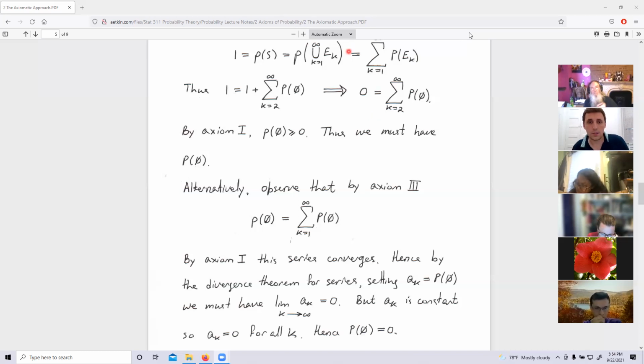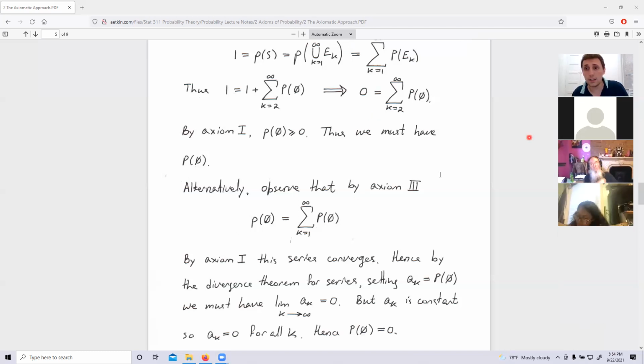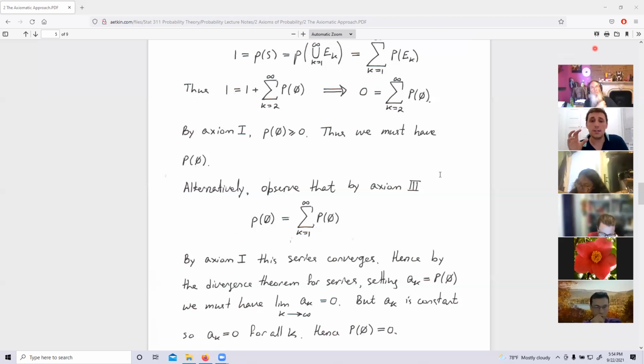Good? So, and this is a constant term. You understand, guys? The sequence here is P empty set, P empty set, P empty set. It's the same number. I'm adding the same number again and again to itself, and I have to have something convergent. How can that happen? Only if that number is 0. Do you agree? Because the only way a constant sequence has limit 0 is if the term that I'm adding up is 0 to begin with. Did you understand?